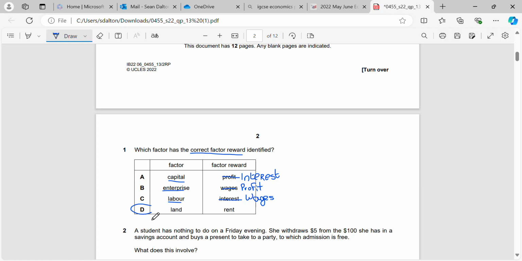So the only one that's correct here is that the reward for land is rent. If we own a piece of land, what will people pay us to use that land? They will rent, well, they'll pay us money, but they will rent it from us over a period of time.